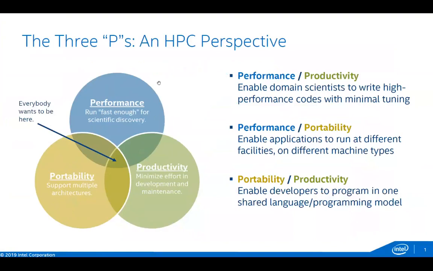And even when we combine two of these 3 Ps to make new terms, it still makes sense, and we still have an idea of what we mean. Performance and productivity would enable domain scientists to write high-performance codes without spending a lot of time tuning those codes to get performance on one particular system. Performance portability would mean that your applications would run at all of the different facilities you care about and still have good levels of performance. And portability and productivity would enable developers to program in one shared language or programming model, so you wouldn't have to rewrite everything from scratch just because a new machine type comes along.